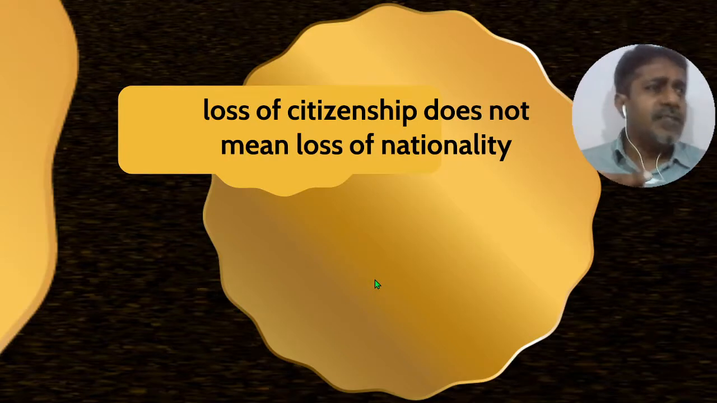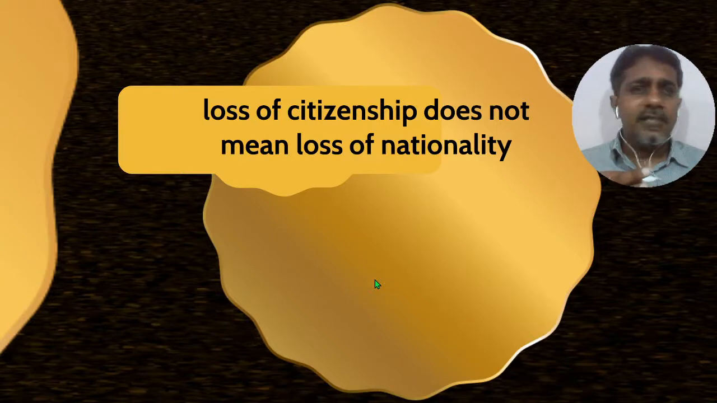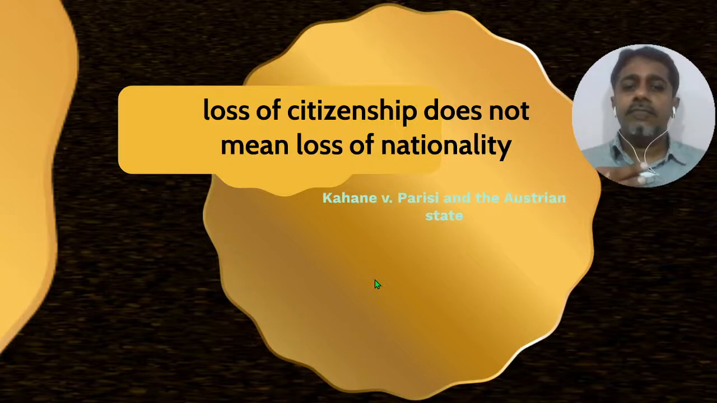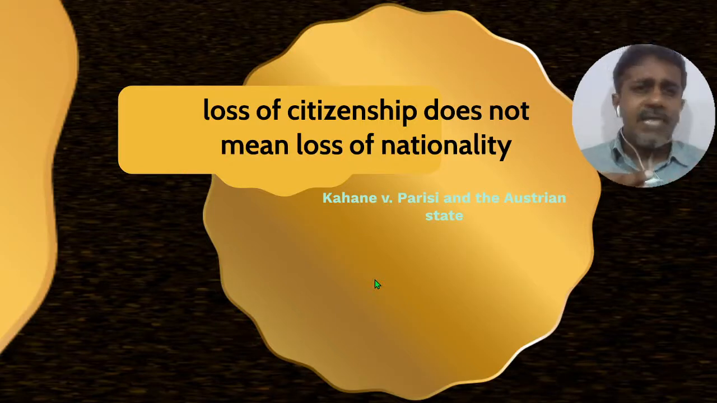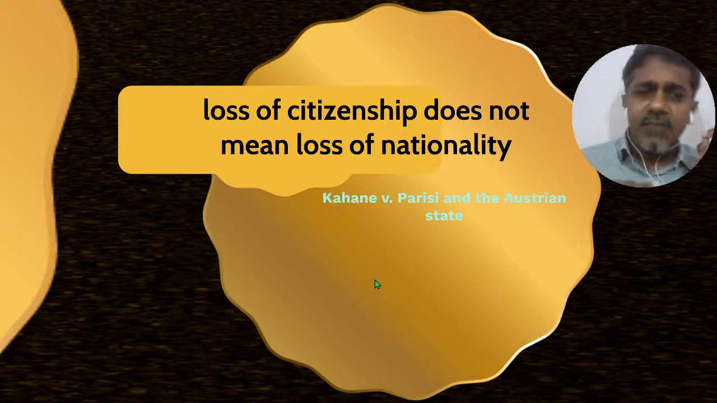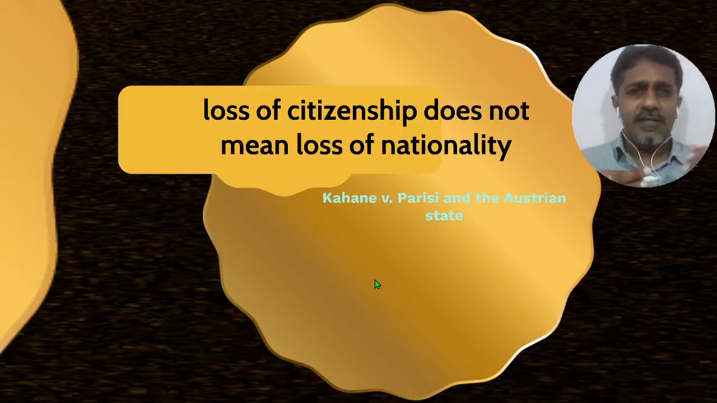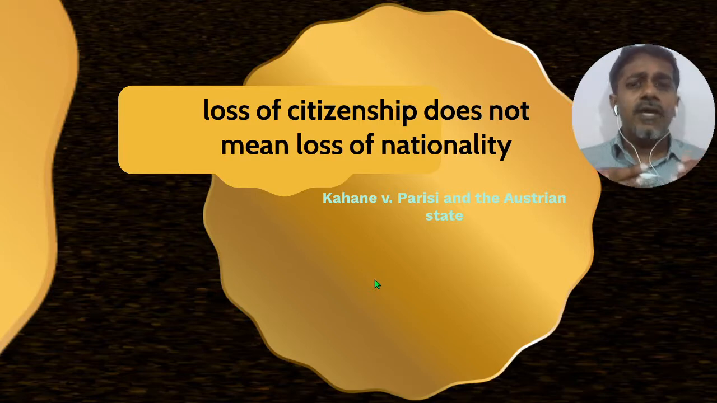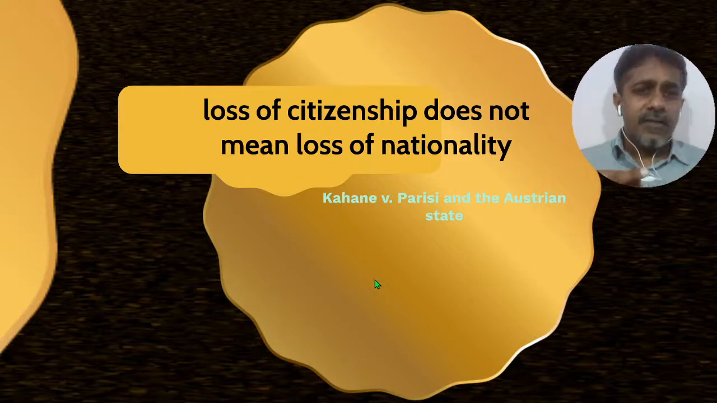Some disabilities to a citizen may not have an implication on his nationality. So loss of citizenship does not mean loss of nationality. Let us try to understand this principle with the example of a case: Kahane versus Parsi and Austrian state. This is one case where they have laid down a few principles as far as loss of citizenship may not have an effect on loss of nationality.